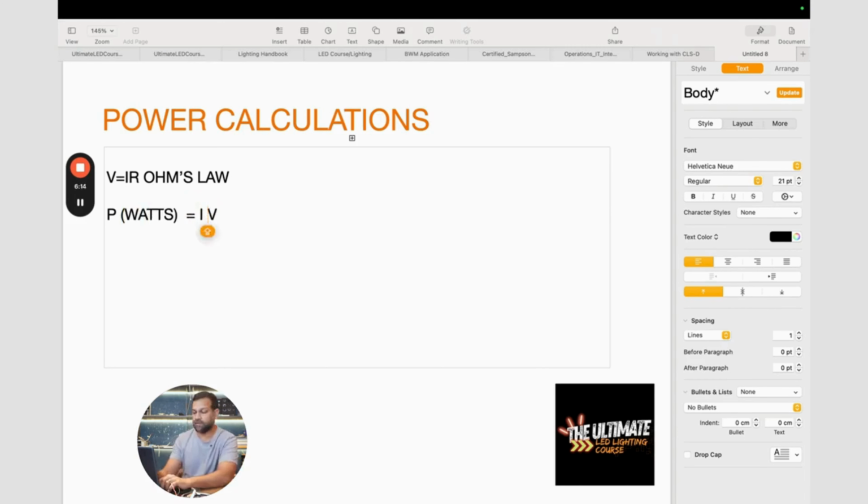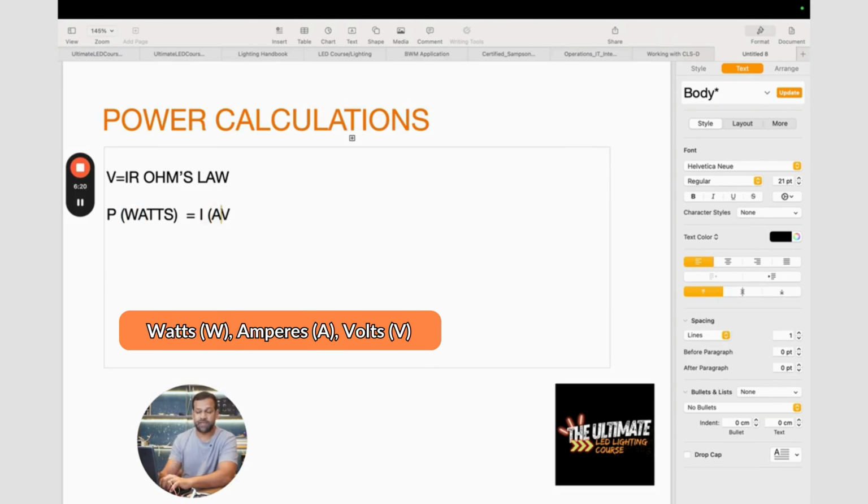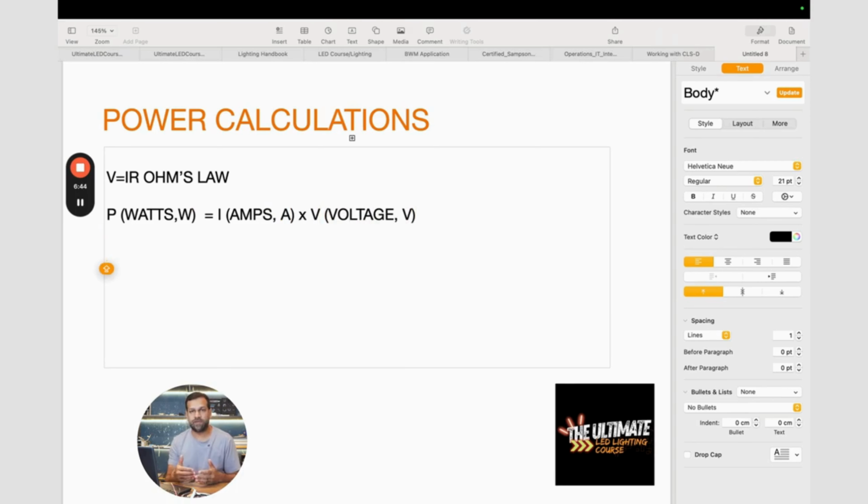The current, with the symbol for current being I, is measured in amperage. I'm just going to put amps here, and this symbol is W, this symbol is A, all multiplied by voltage, and that symbol is V. So power, the work done, is equal to the amperage multiplied by the voltage. I'm not going to explain it very deeply, but this is the formula that you need to know how much your LEDs are going to consume.